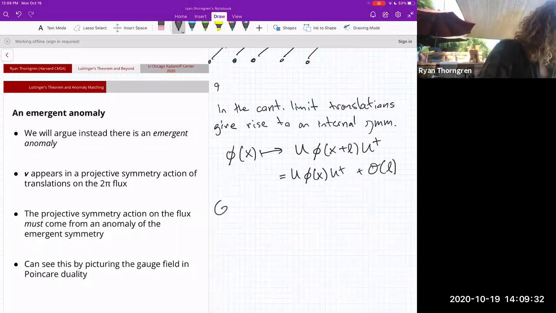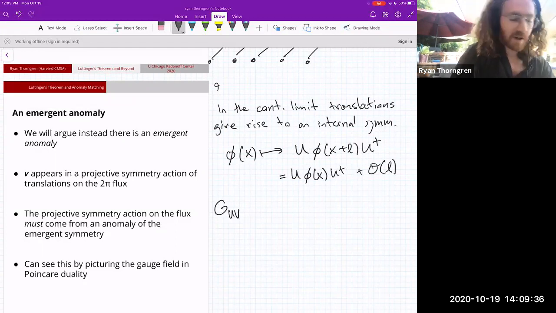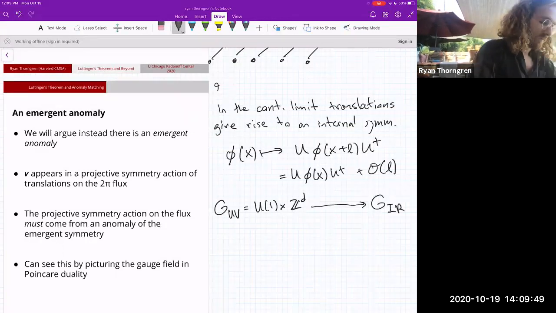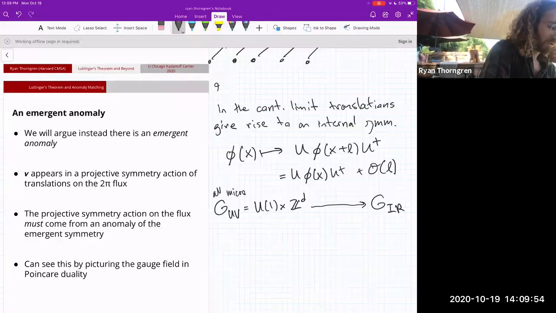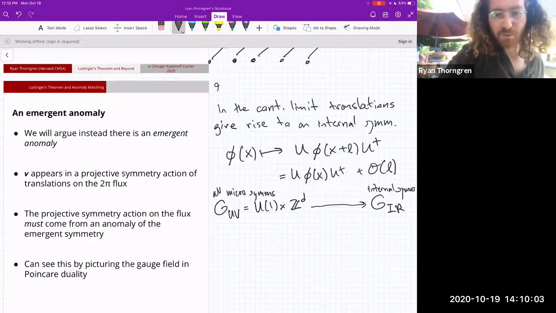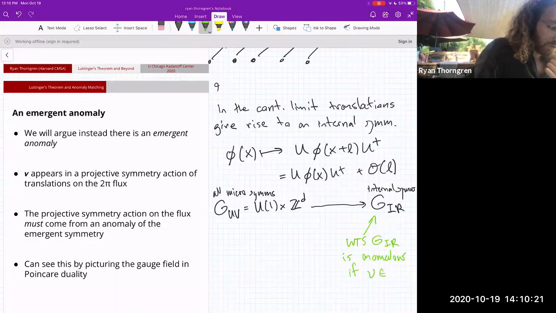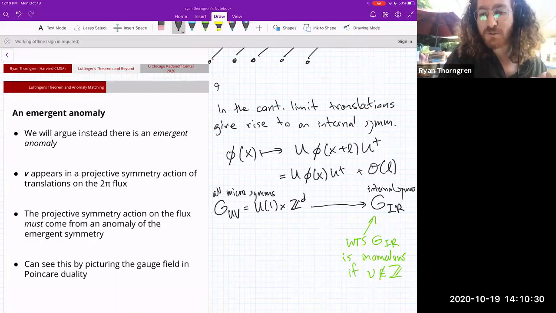The way we can express this in general is that there's some symmetry G_UV of the microscopic theory, which in our case is U1 times Z to the D, and then there's a map into the infrared symmetry group. These are all microscopic symmetries, and these are internal symmetries. What I'm going to argue is that the filling fraction implies an anomaly here. We want to show G_IR is anomalous if nu is not an integer. This will allow us to sidestep issues of understanding gauge fields for crystalline symmetries, and also issues of quantization in the microscopic symmetry.